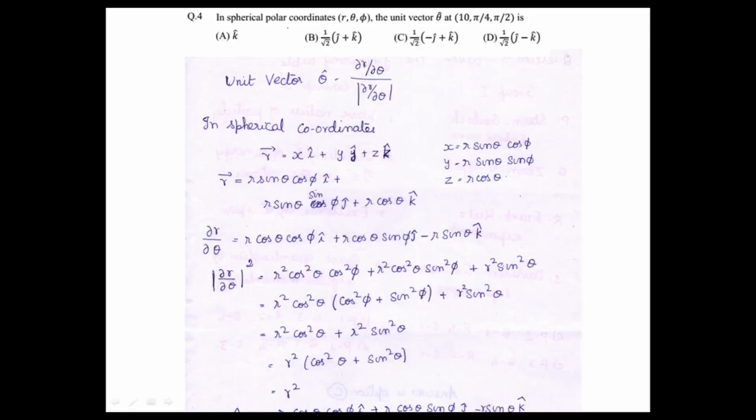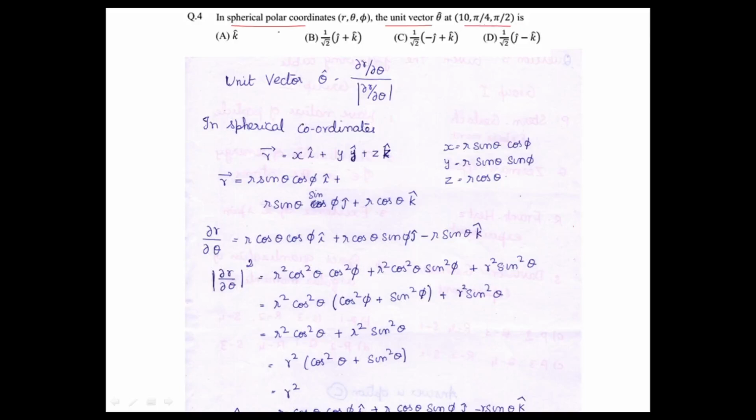In spherical polar coordinates r, theta, psi, the unit vector at 10, pi by 4, pi by 2 is: option A k cap, option B 1 by root 2 (j cap plus k cap), option C 1 divided by root 2 (minus j cap plus k cap), option D 1 by root 2 (j cap minus k cap). So in this question they have given the polar coordinates and they have asked us to find what is the unit vector at this particular point, that is 10, pi by 4, pi by 2.